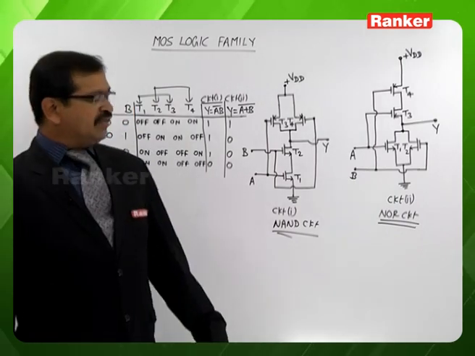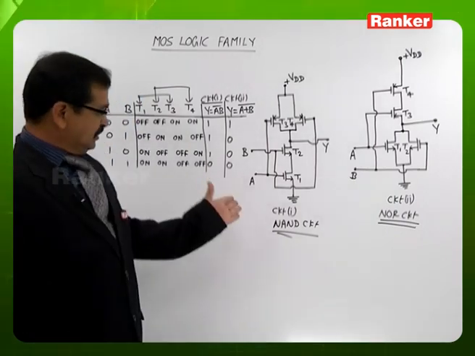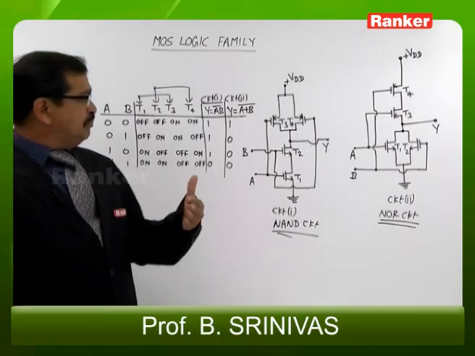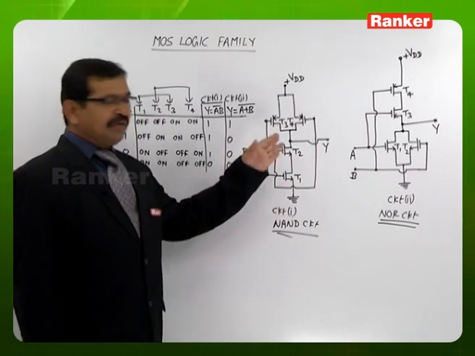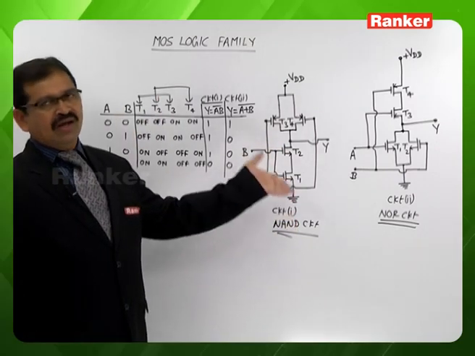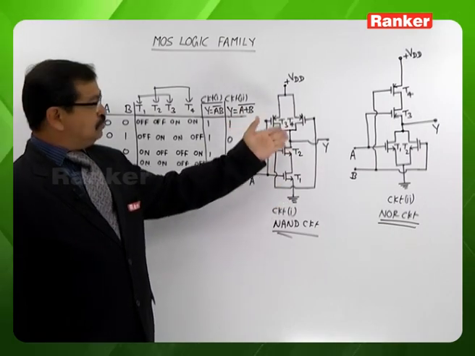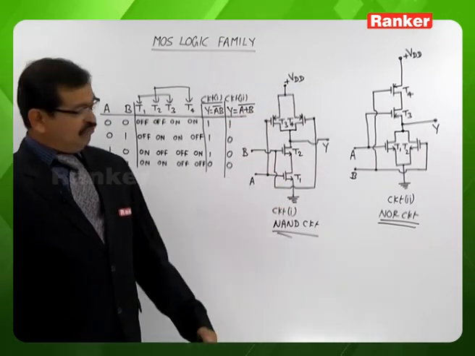We took here the discussion of the 2-input logic gates, NAND and NOR gate. If we want more than 2 inputs, say 3 inputs, then definitely one more pair is going to be added. One must be N-channel, the other will be P-channel. So the N-channel will be in series with T1, T2, and the P-channel will be in parallel with T3, T4.